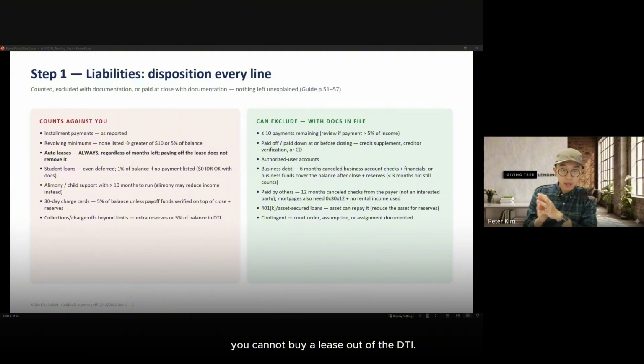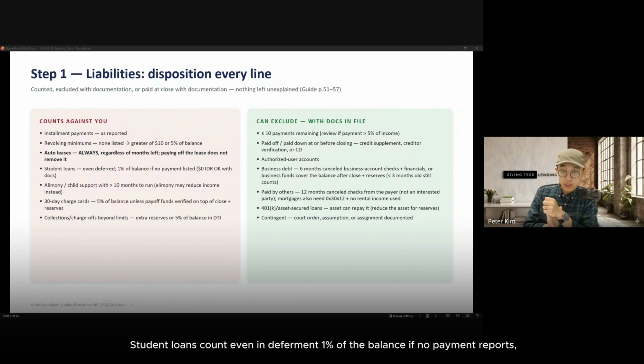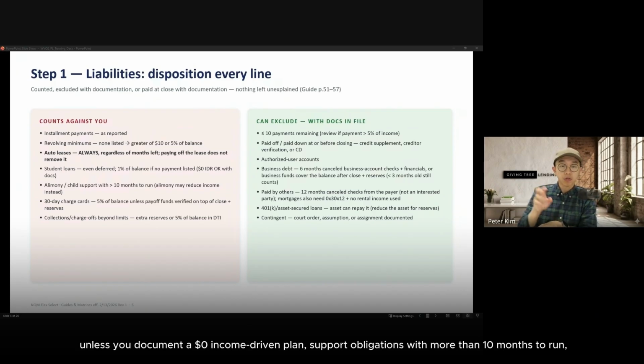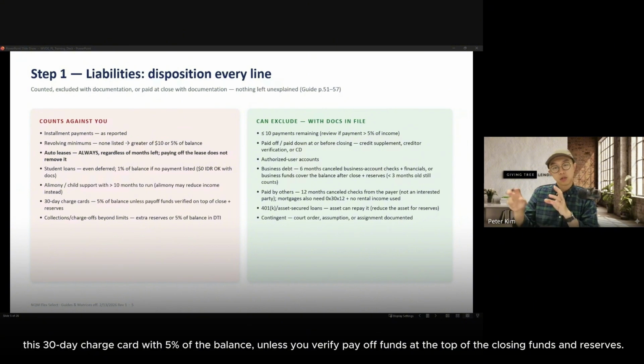You cannot buy a lease out of the DTI. Okay, don't try to make an exception out of it. You're going to make things more difficult and complicated. Student loans count even in deferment, 1% of the balance if no payment reports, unless you document a $0 income-driven plan. Support obligations with more than 10 months to run. The 30-day charge card counts 5% of the balance, unless you verify payoff funds at the top of the closing funds and reserves.